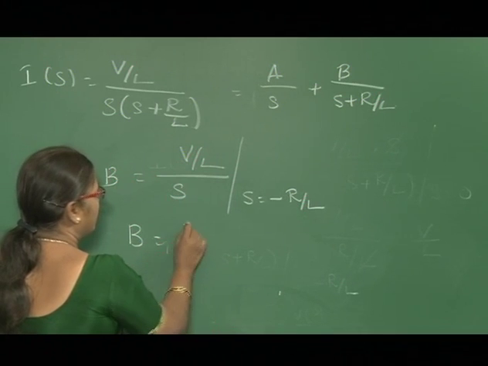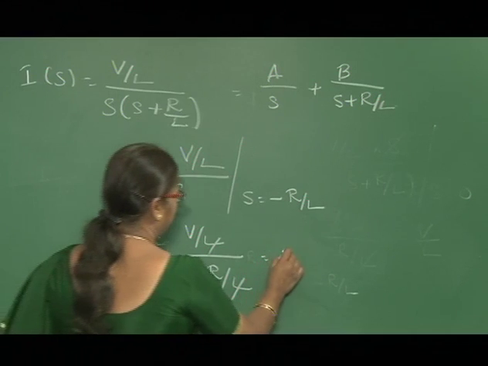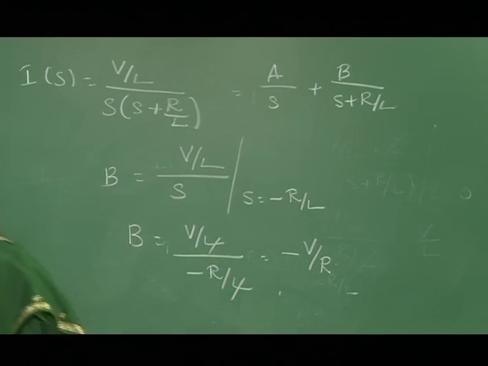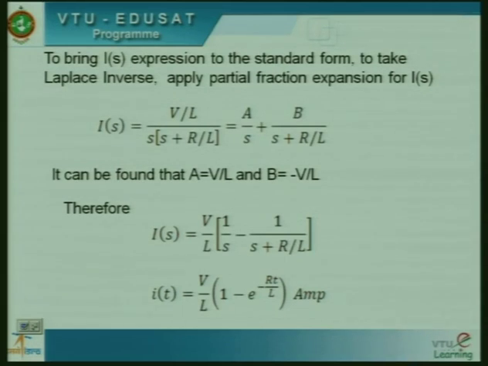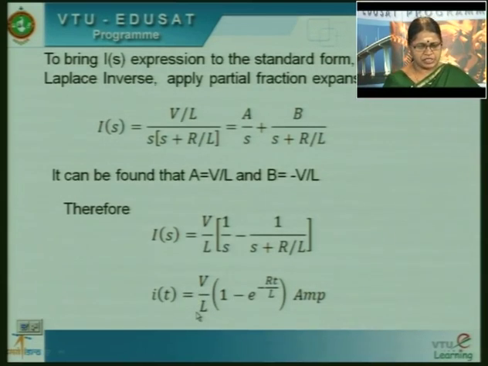the term B becomes V by L divided by minus R by L, or it becomes minus V by R. So, this term A reduces to, sorry, there is a small mistake, it is V by R, and B is equal to minus V by R. So, we can take this V by R outside. V by R, remember this term is not L, this is R.